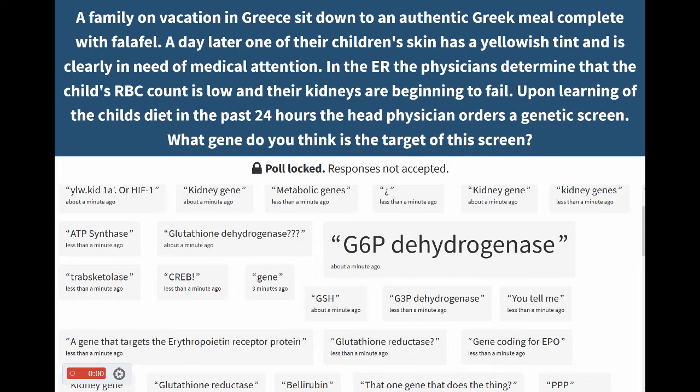So let me go ahead and take you through this just from a symptom standpoint, and then we'll talk about why the genetic screen. Again, this is on this special topic, oxidative stress. These symptoms are indicative of someone that is undergoing hemolysis.